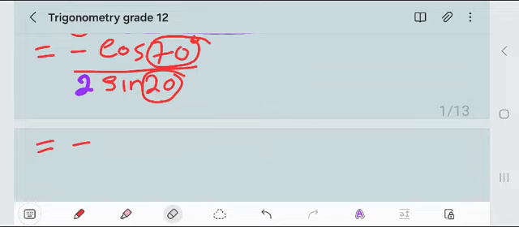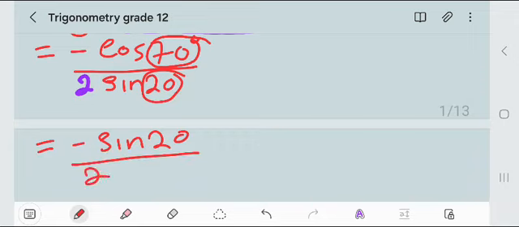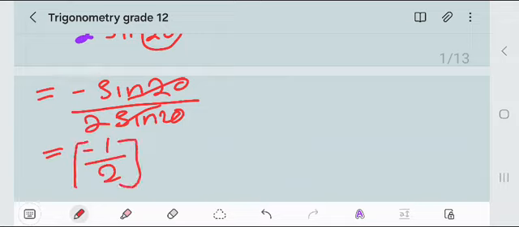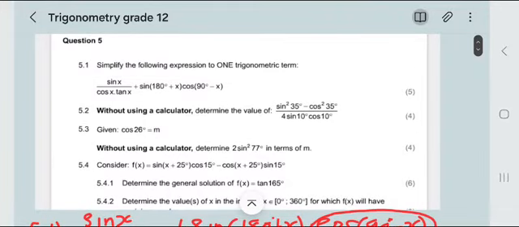So, let's say we change the one on the top, we simply have negative sine 20 degrees, isn't it, over 2 sine 20. Ladies and gents, this and this will cancel there. We'll have minus 1 over 2. So this is what we'll have there: minus 1 over 2, guys, as you can see there.